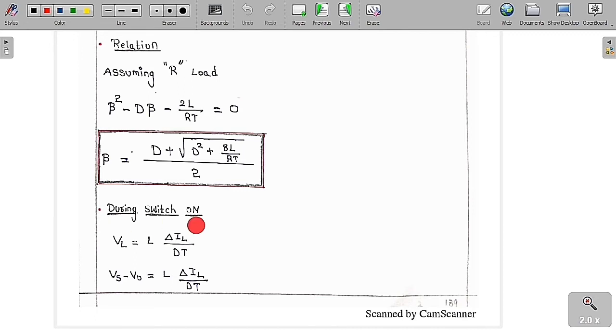During the switch on, we can say that the inductor voltage is equal to L into delta IL by dt. Inductor voltage during the switch on means Vs minus V0 is equal to L into delta IL by dt.